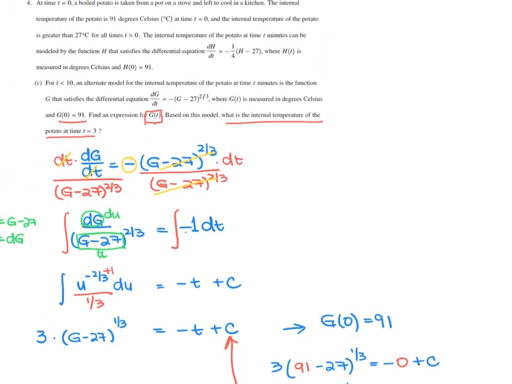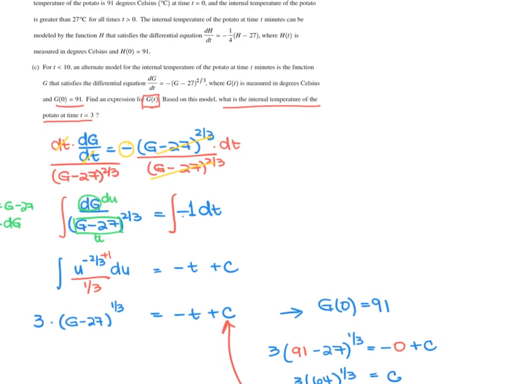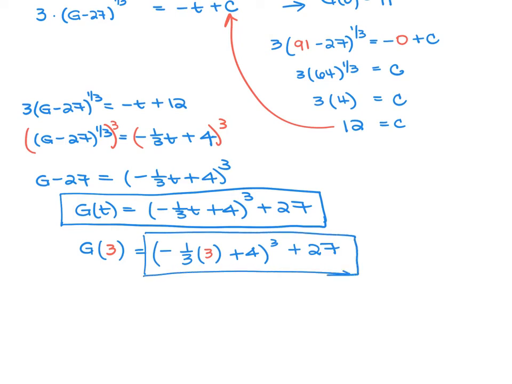So now going back to the problem, it asks us to find what is the internal temperature of the potato at time 3. So we're going to plug in 3 for t. So we have negative 1/3 times 3 plus 4, cubed, plus 27. And again, it's perfectly okay to leave your answer unsimplified like this. But if you do want to simplify, g of 3 is equal to 54.